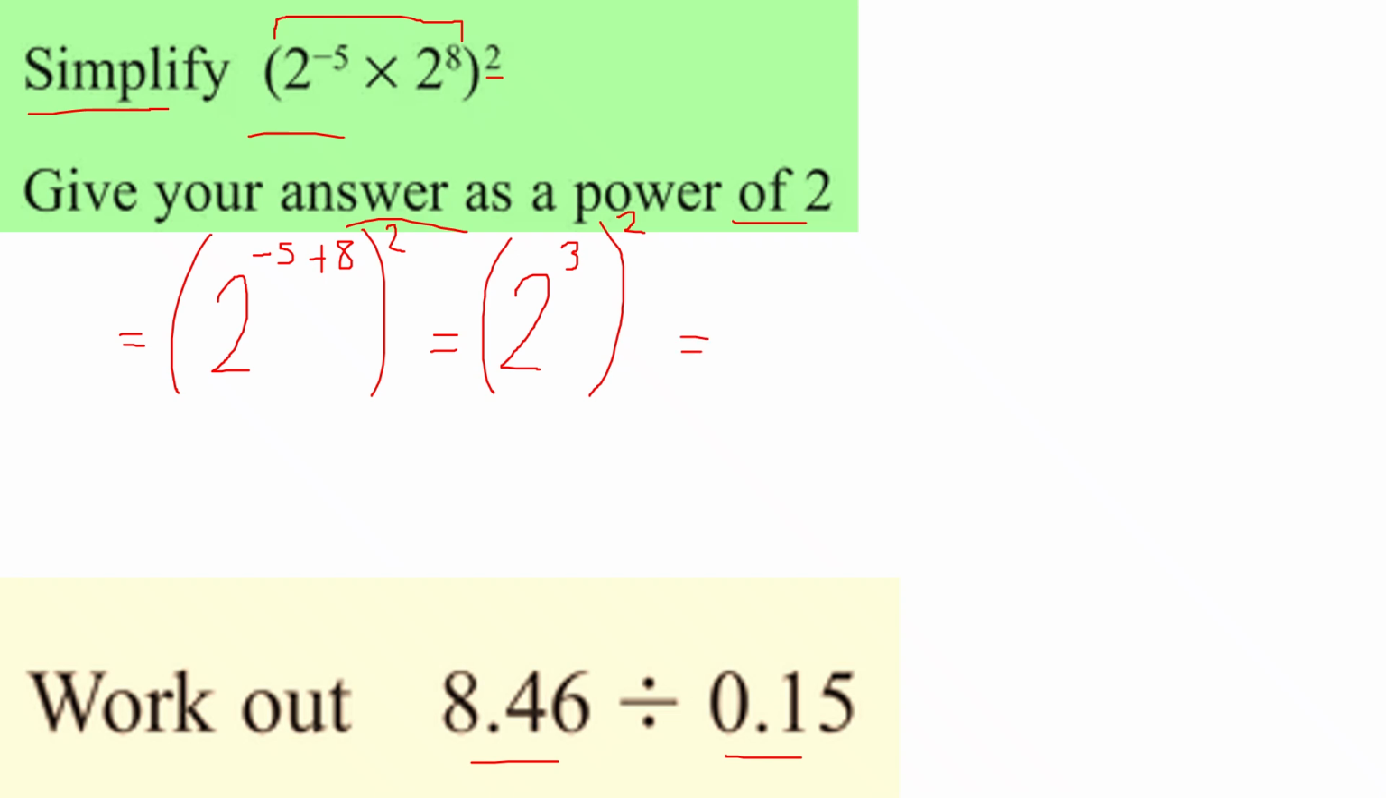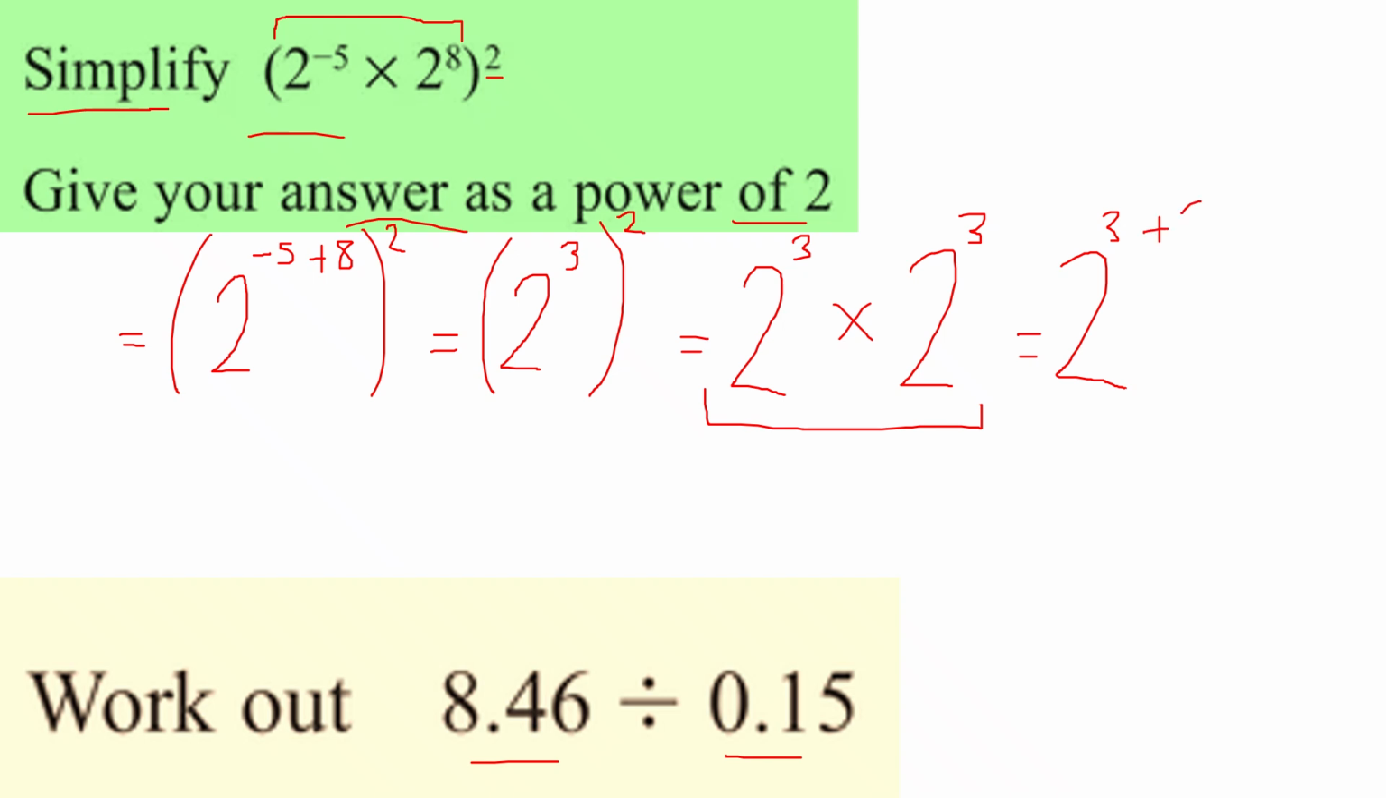Now I've got 2 cubed all squared. Think of that as 2 cubed multiplied by itself, so times 2 cubed. When you're multiplying with the same base, you add your indices. 2 to the power of 3 plus 3, so 3 add 3 is 6, so it's 2 to the power of 6. Or, because it's a base raised to a power raised to another power, I can just multiply them. That's also fine. But we get 2 to the power of 6 as our answer.